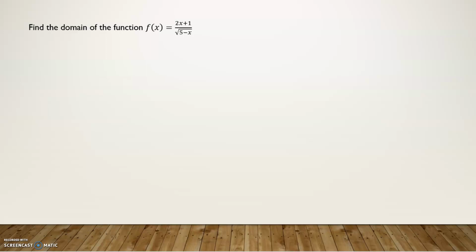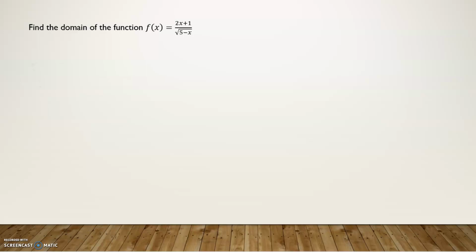Alright, this is part 2 of section 3.2. We're trying to find the domain of this function, 2x plus 1 divided by the square root of 5 minus x. So when you've got a fraction, first of all, you set the denominator equal to 0 because that's what you don't want it to be. And since you've got a square root, you set the inside greater than or equal to 0.